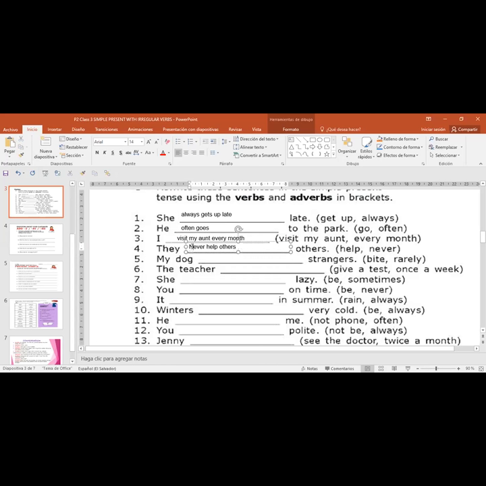Okay, number five, my dog. My dog rarely bite or bites? Bites. Because I'm talking about it, ¿verdad? Tercera persona. My dog rarely bites strangers.